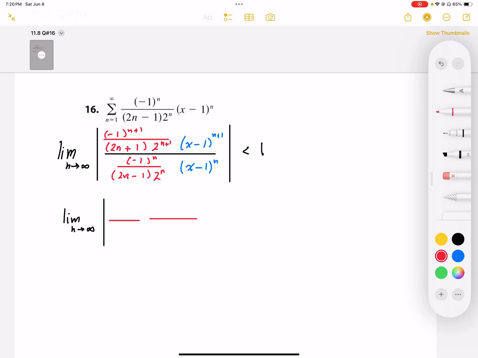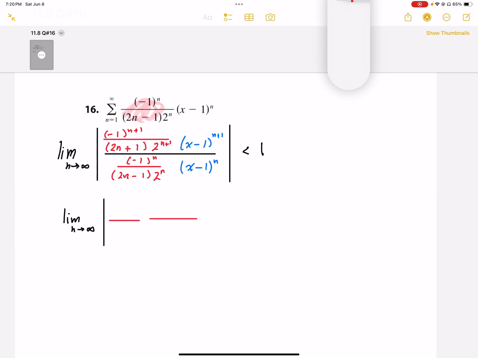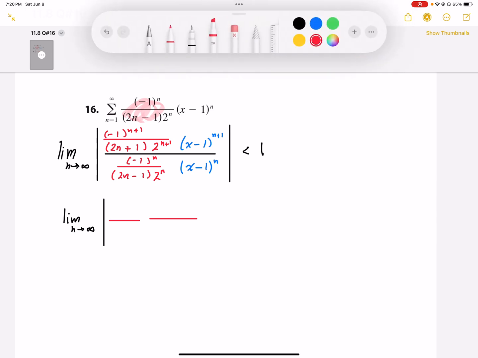Question number 16, we're going to test this series for convergence, for the radius of convergence and the interval of convergence. Just make note here that we have this n series part, and our power series part here, which I've kind of split up. So we're doing our ratio test.